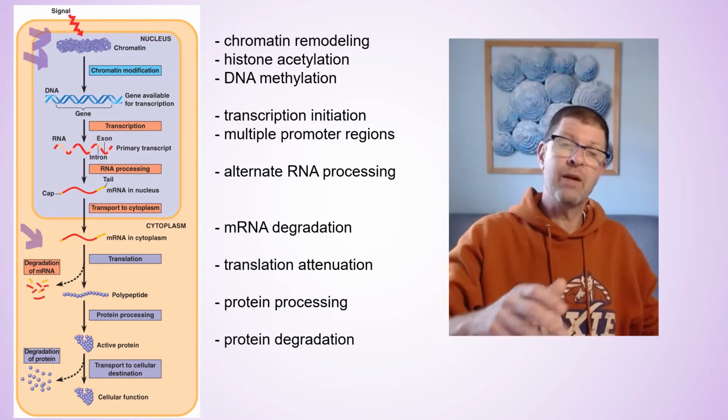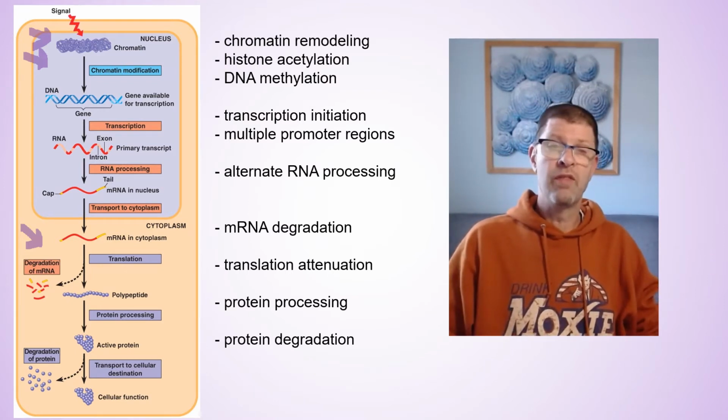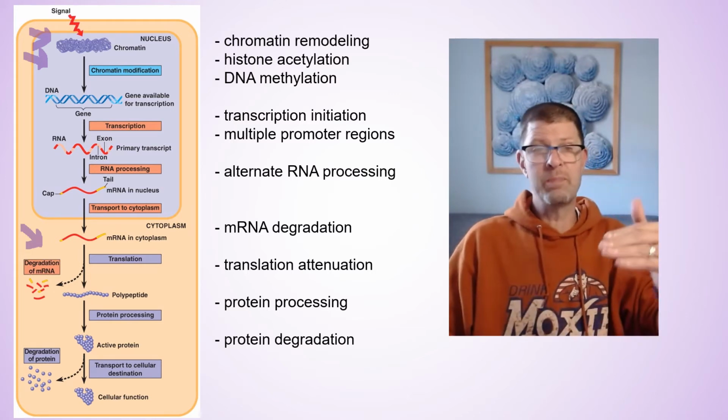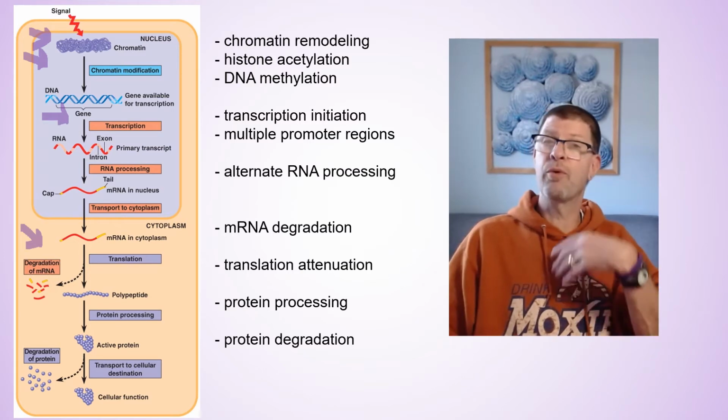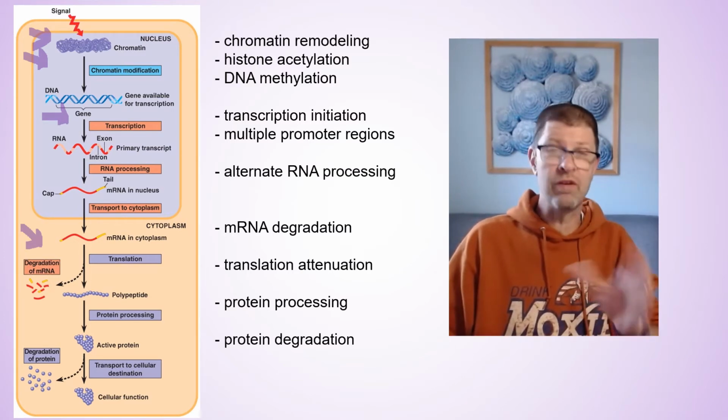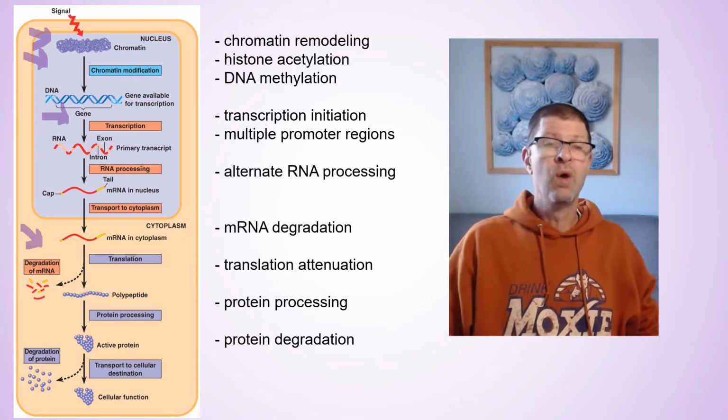The next group here, all those reddish-orangish ones, are things that happen during transcription. We can turn transcription on or off depending on whether we have the right activator or inducer. These are enzymes that might be involved in that. We can splice the messenger RNA differently during RNA processing. I just talked about that.